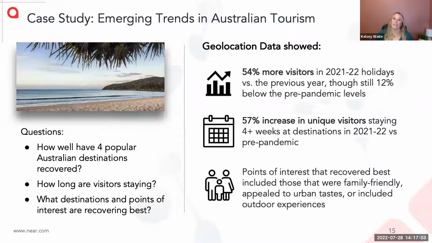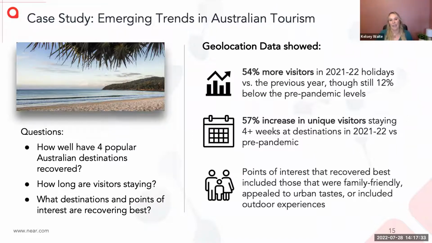Another one that we did was for emerging trends in Australian tourism. For this case study, we looked at 4 different locations that are considered tourist destinations in Australia. We looked at Byron Bay, Cairns, Gold Coast, and Noosa. We did this across the 2019, 2020, and 2021 holiday seasons, and we excluded anyone living within those 4 cities.